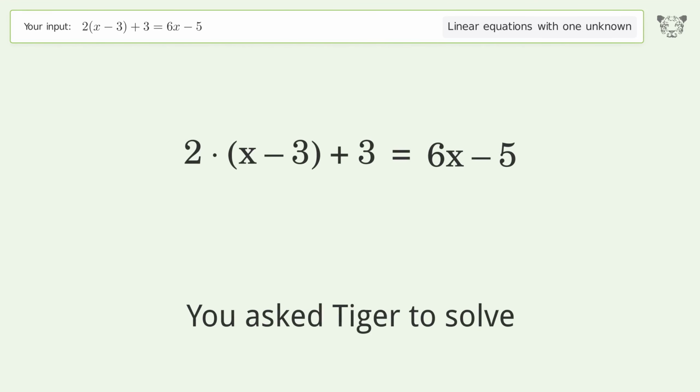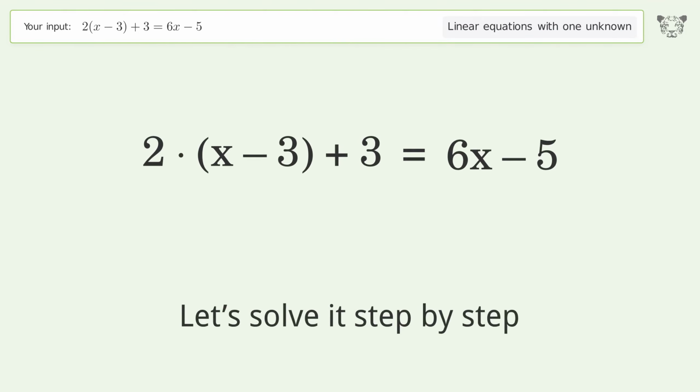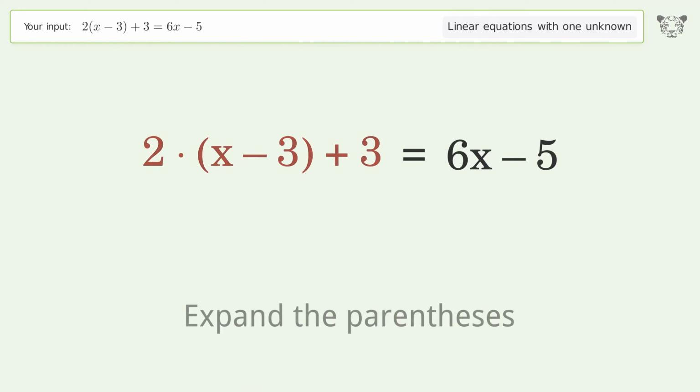You ask Tiger to solve. This deals with linear equations with one unknown. The final result is x equals 1 over 2. Let's solve it step by step. Simplify the expression. Expand the parentheses.